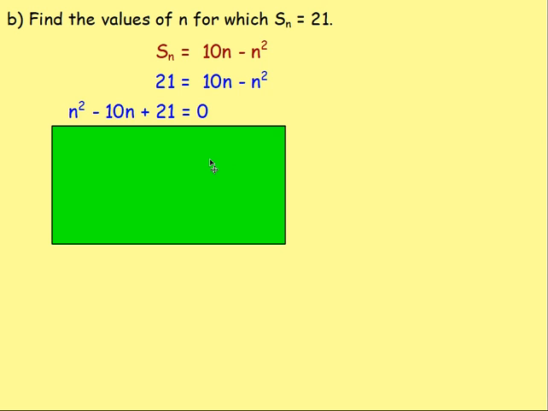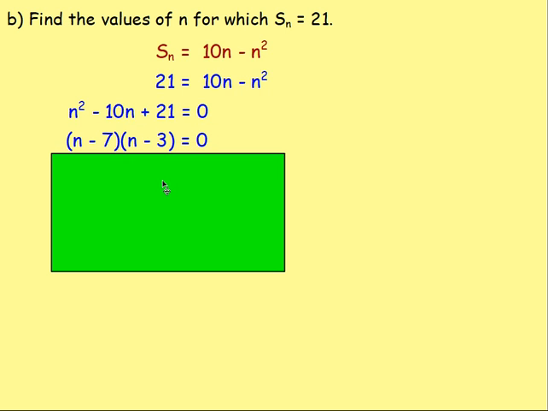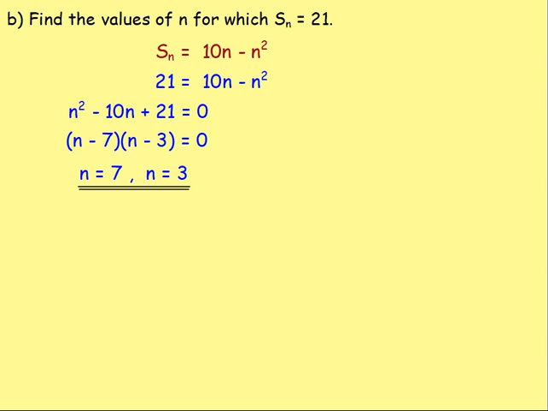To solve that, you can factorise it. Anybody? Factorise it for me. Brilliant. N take away 7 bracket n take away 3, meaning then that n equals both 7 and 3.